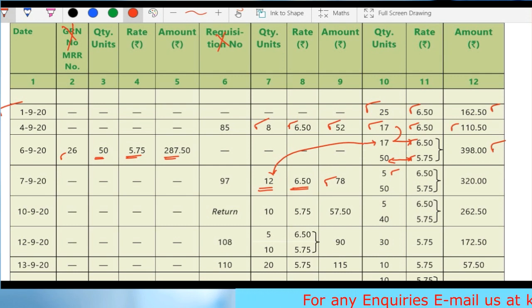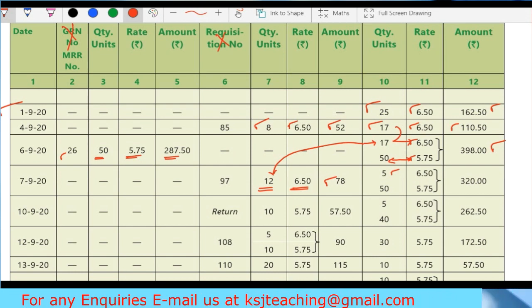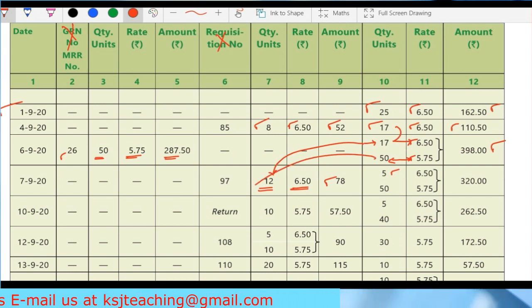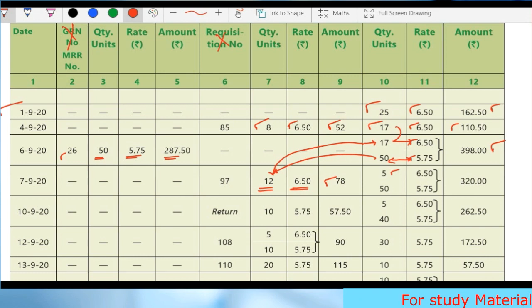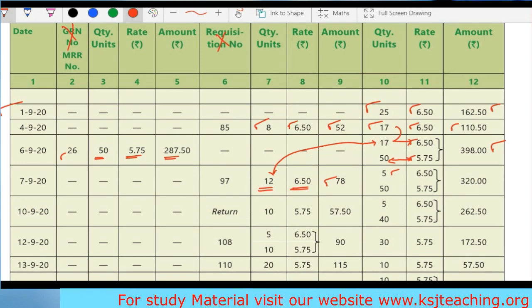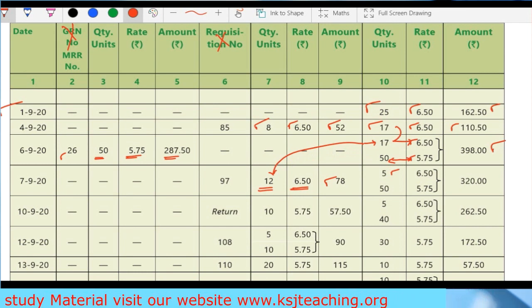Had it been that we were solving this question by last in, first out, then in that case, these 12 units would have been issued from this 50. Right? In that case, we would have issued 12 units from 50 instead of 17. Now we are solving it by FIFO method. That means first in, first out. Clear?